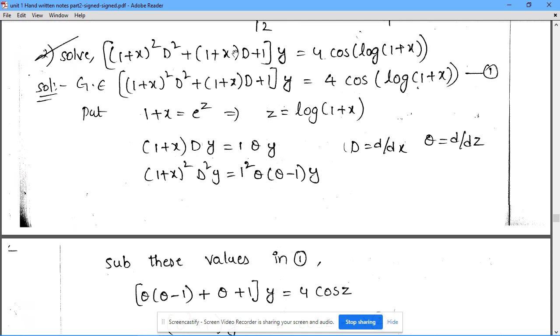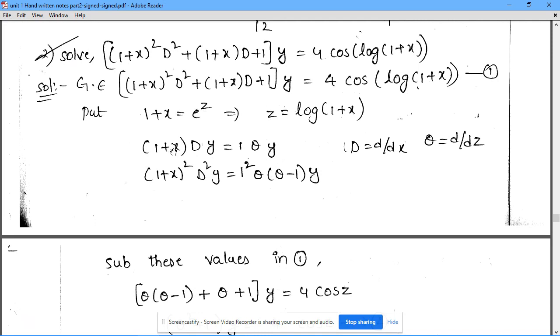using the independent variable z, by taking the substitution 1 plus x equals e power z, or z equals log of 1 plus x. So don't forget these substitutions. 1 plus x is replaced with e power z. But what is the x coefficient here?